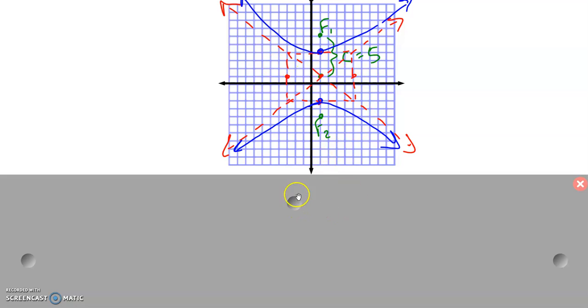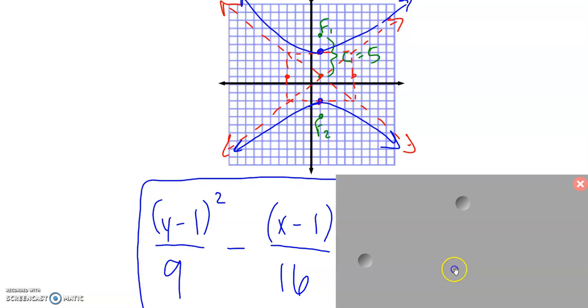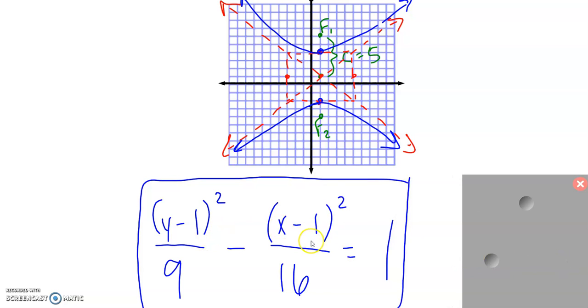Now, to write the equation for this, first thing you have to be careful of is, since this one opens up and down, the y term is going to be first and the x term second. Since the center's at 1, 1, that's y minus 1 and x minus 1. In the x direction, that's a 4. 4 squared goes underneath the x term, and in the y direction that's a 3, so 3 squared goes underneath the y term.